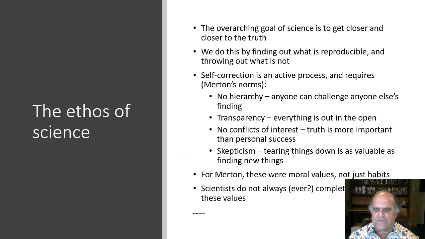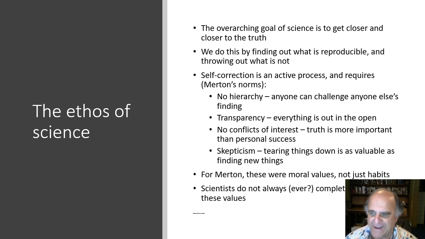The goal of science overall is to get closer and closer to the truth over time. Science then is self-correcting. We find out what's reproducible and we throw out what is not. So it's a constant process of self-correction. And we would hope that that would also involve science being such that anyone can challenge anyone else's finding. Everything is out in the open, or transparency. The truth is more important than personal success, no conflicts of interest, and tearing down things is as valuable as finding new things, skepticism or criticism.